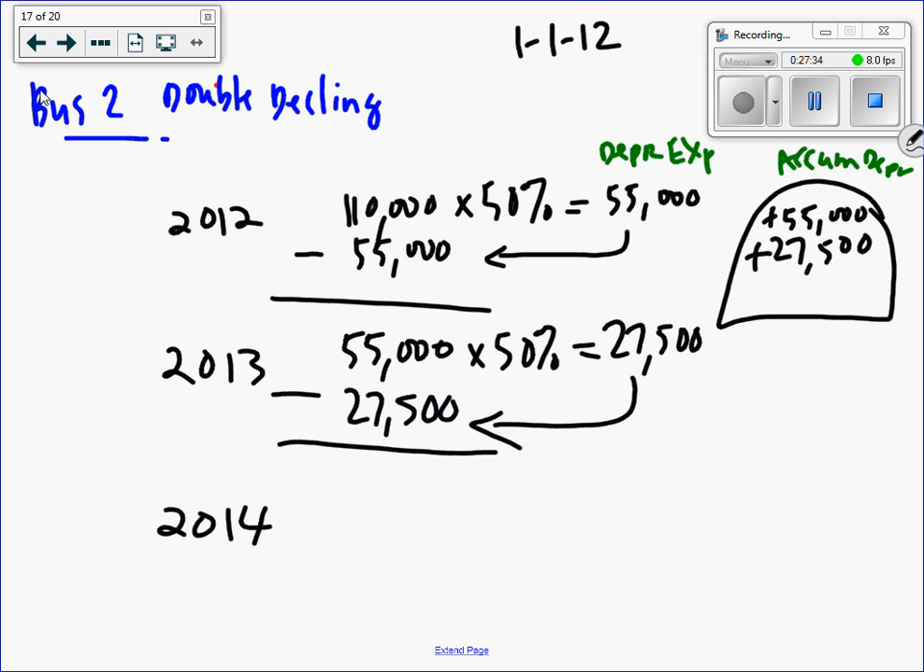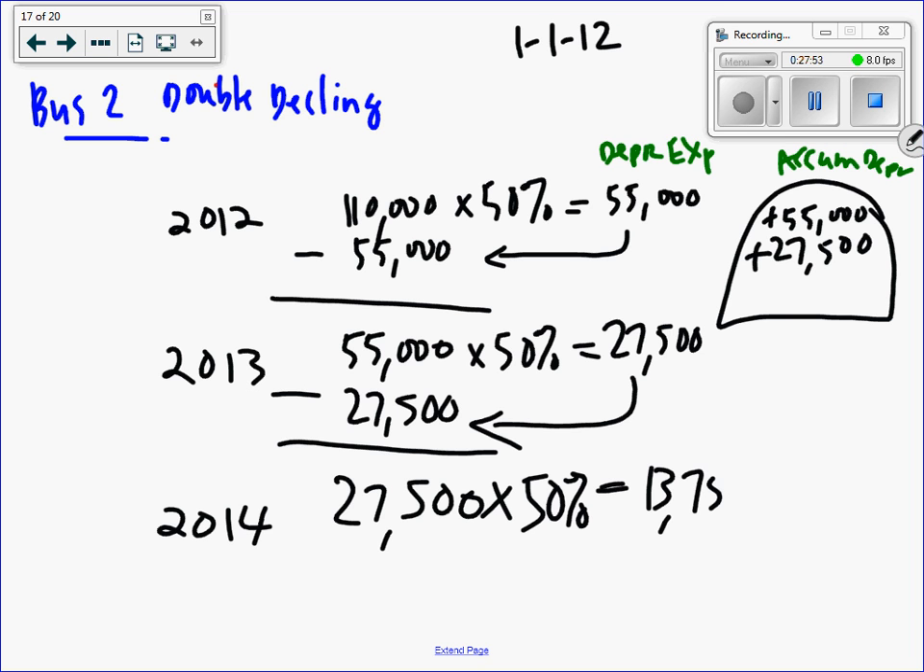and in 2014 it's, oh, I always forget that 50% is so easy. I just look at it like, what should that be? Times another 50%. 13,750. I got to get that added over here to the accumulated depreciation pile, and we're going to try to figure out what the pile is valued at.